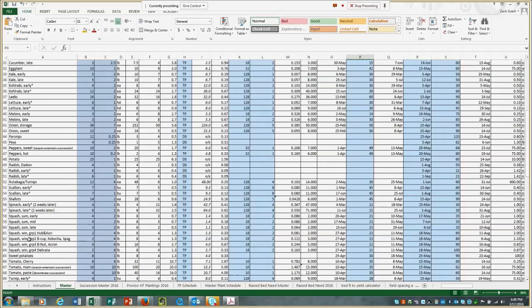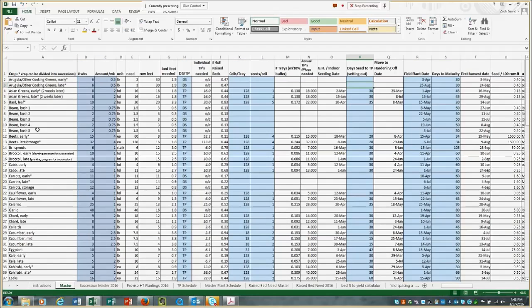But it's not the same succession as a succession of bush beans or carrots. In this particular sheet, there is some subdivision going on. Some of the crops will say arugula early and late. What I mean by that is that arugula is a cool season crop that can be planted both in the spring and also in the fall. So early usually represents planting out early in the spring, and late would be a planting time for that crop in the late summer, early fall for a fall crop.